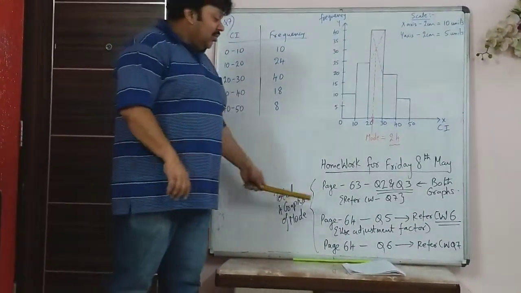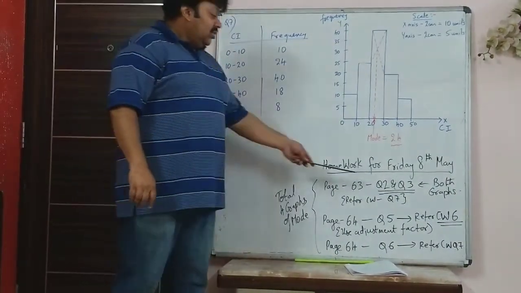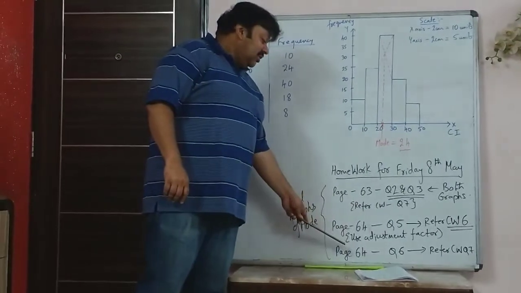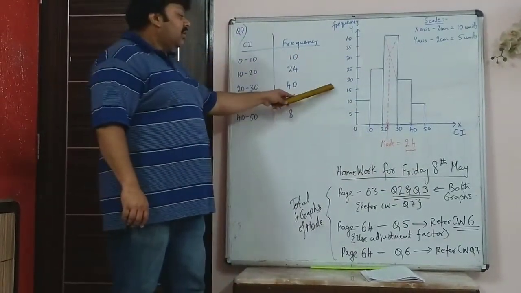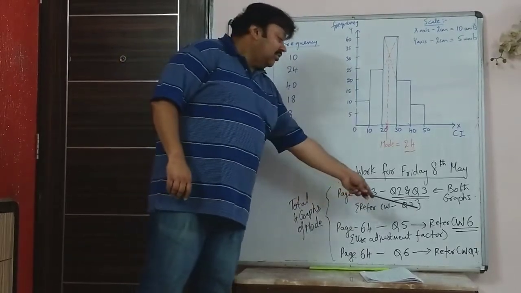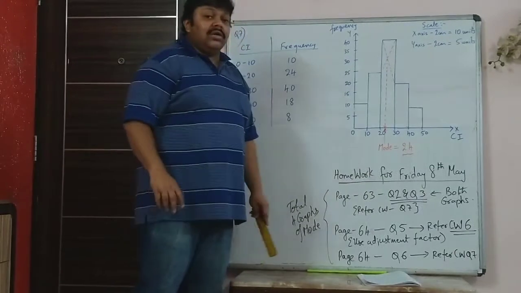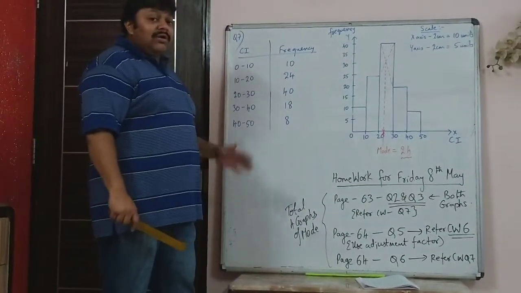So for that time you have got these 4 sums. These are all 4 graphs. Question 2 and 3 on page 63, and on page 64 question 5 and 6. You have to draw it the same way like you did this. Only in one sum there is an adjustment factor. So for that you refer to what you did in classwork sum number 8. So with this we complete mode.